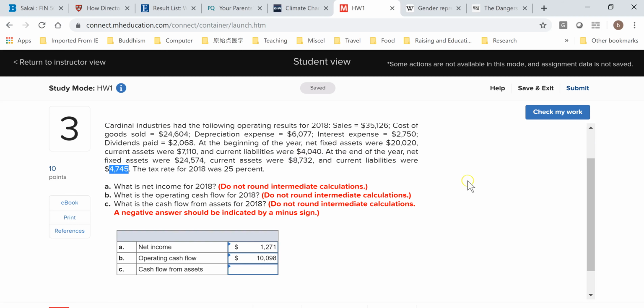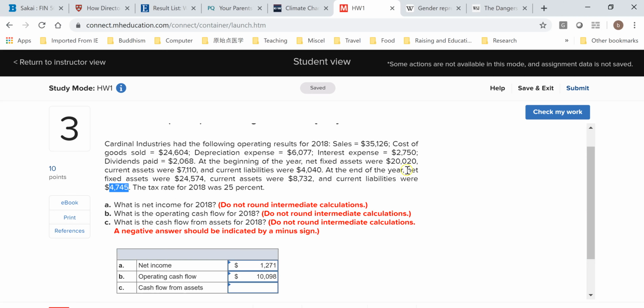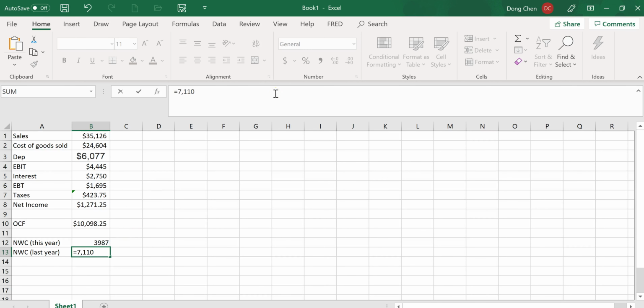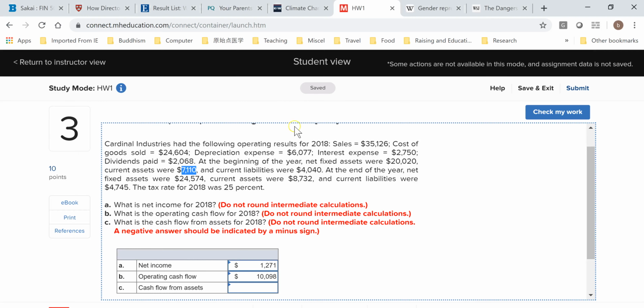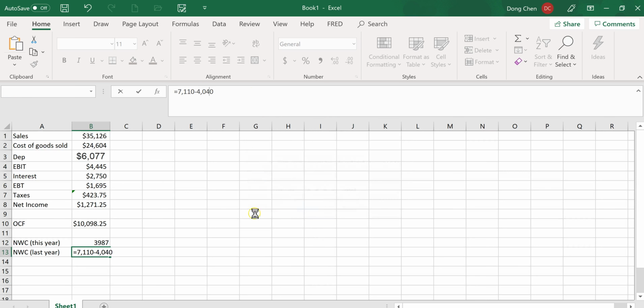We find at the beginning of the year, the current assets is right here, and then minus the current liabilities. That's the NWC at the beginning of the year, or last year. So then the change in NWC is simply the difference between these two numbers. That's my change.